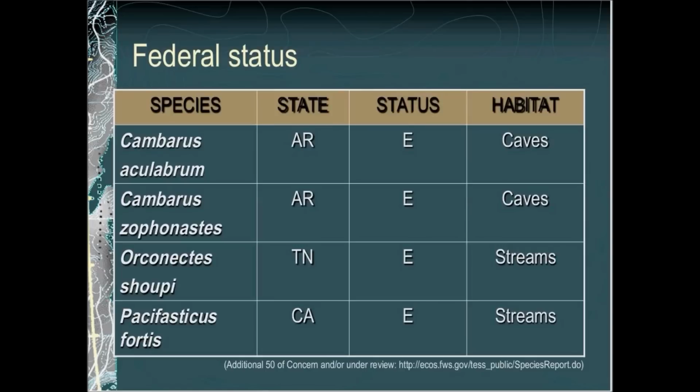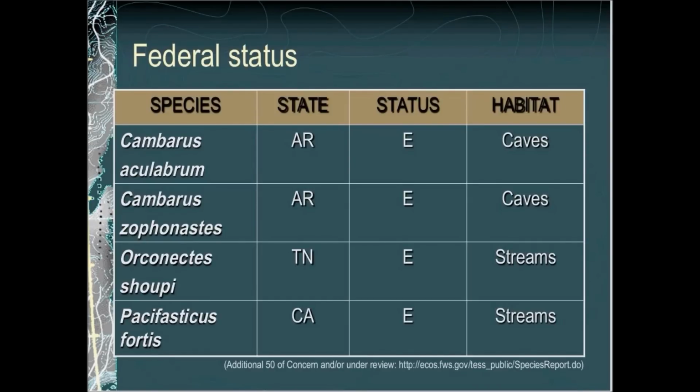In fact, there are 4 species currently that are federally listed as endangered species. 2 are cave crayfish that are found down in Arkansas. One is a stream crayfish in Tennessee that's I believe only found from 1 location. And the other one is native to California, and it is Pacifastacus fortis, the Shasta crayfish, and it is being threatened. When we start talking about introduced species, it's being threatened by another crayfish that's been moved in.